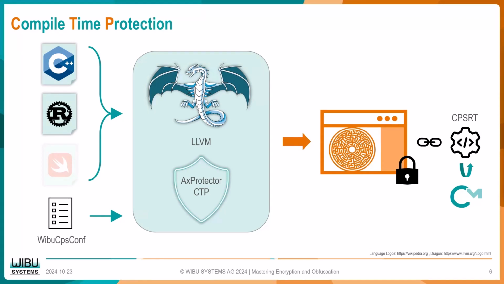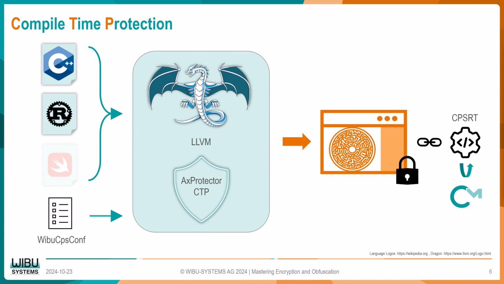As you see on the slide, we support different kinds of programming languages. In this case, it's C++, Rust, and in the future, Swift and other LLVM-based languages may also come. And since we base on LLVM, we are free to use any backend, like Intel processors or ARM processors. Anything which LLVM supports, we also support with AxProtector CTP, since we are basically a plugin to LLVM, which processes the intermediate code during the compilation step.